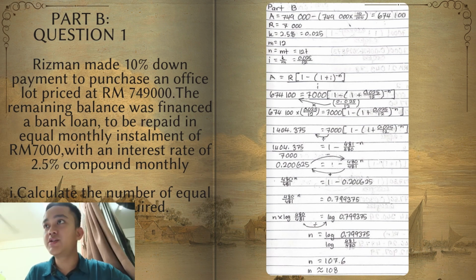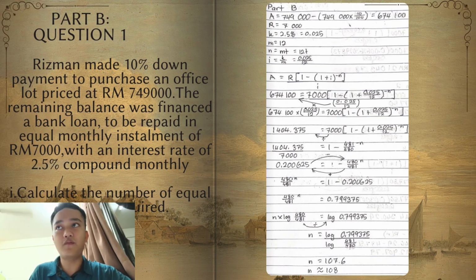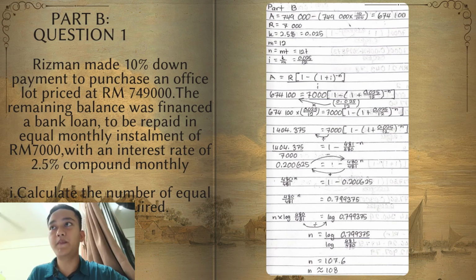Question 1. Mr. Aman made a 10% down payment to purchase an office lot priced at RM749,000. The remaining balance was financed through a bank loan to be paid in equal monthly installments of RM7,000 with an interest rate of 2.5% compounded monthly. Part 1 Roman: calculate the number of equal payments required. So this question wants n.